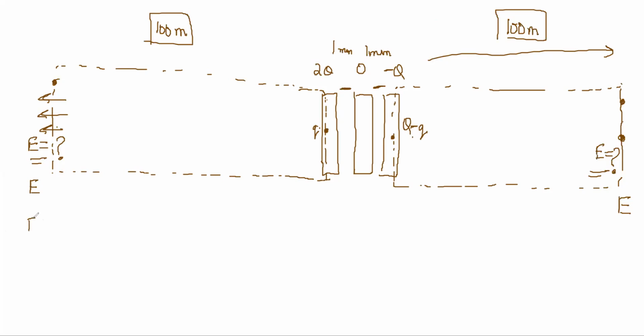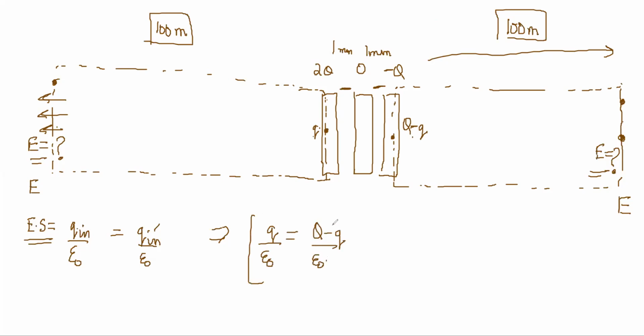then you can do a Gaussian surface: E into S is equal to Q inside by epsilon naught, right? For this one, and the same E into S is also equal to Q inside by epsilon naught for that one, right? So then you will get an equation saying Q inside here, small q by epsilon naught, is equal to capital Q minus q by epsilon naught, right? Because it's equal to the same E into S.